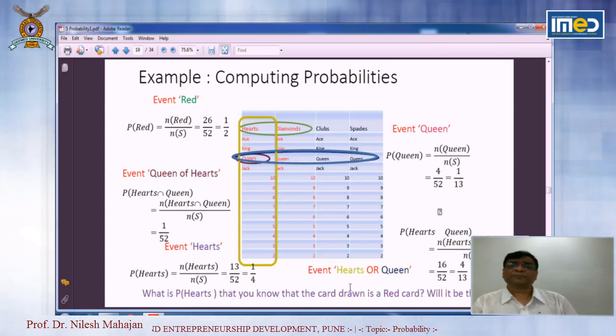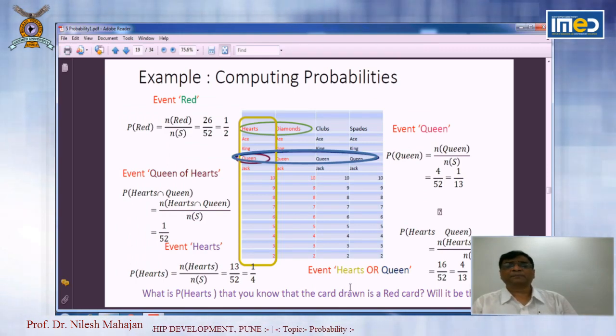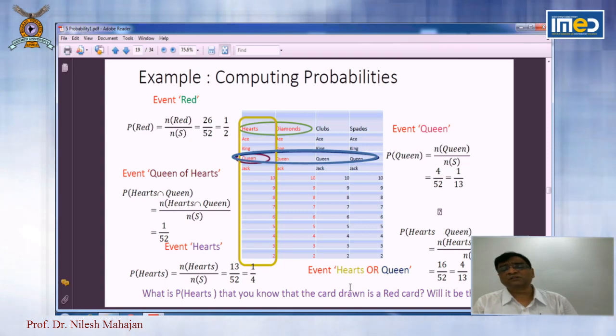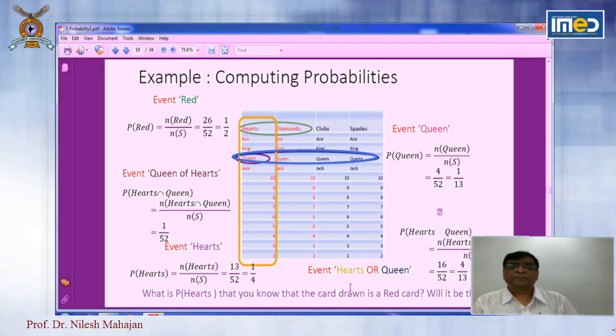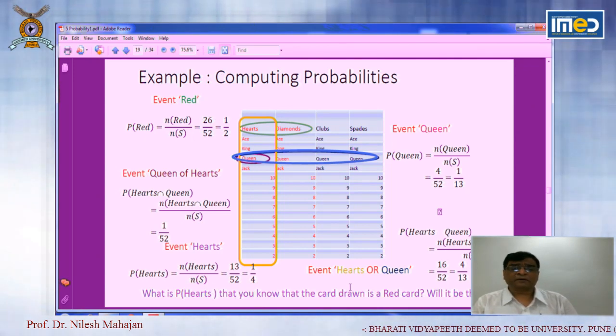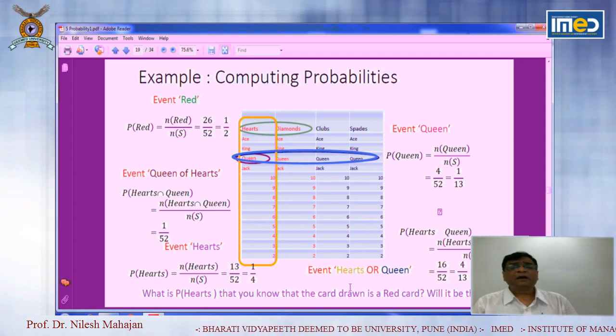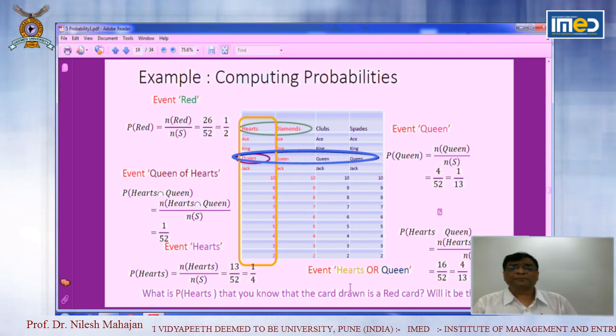Now, examples of computing probabilities. In this example, the event is red. The probability of red equals the number of red upon the number in S. S is the total sample space. In the deck of 52 cards, 26 are red and the total is 52, so 1 by 2 is the probability for red. But suppose I consider the event queen of hearts. You know that the queen of hearts is in the deck and is considered as both heart and queen. So we consider P(hearts intersection queen), which is 1 by 52.